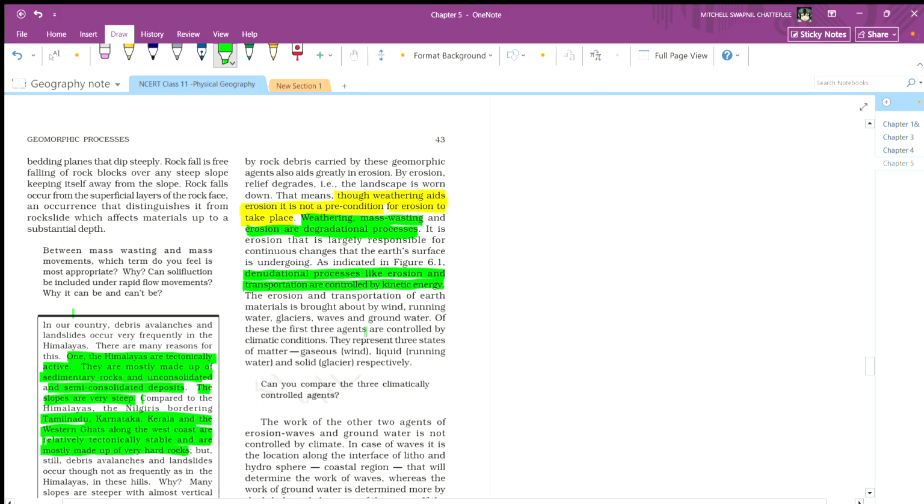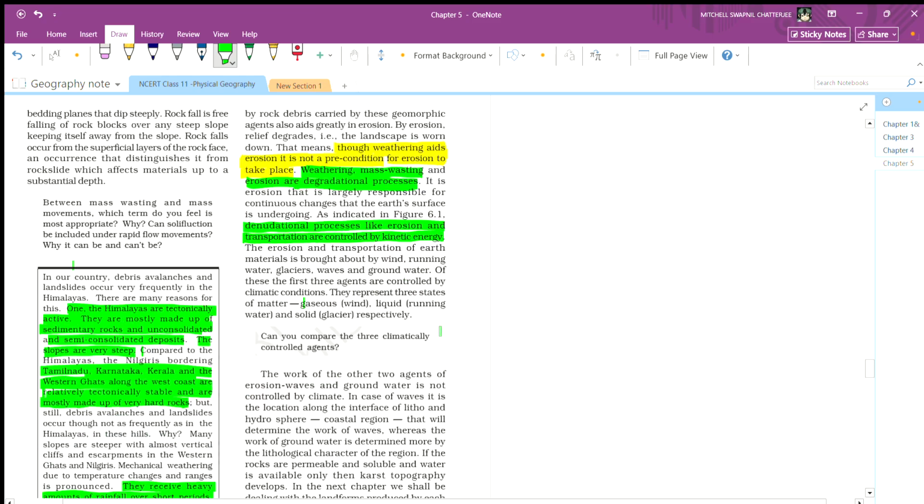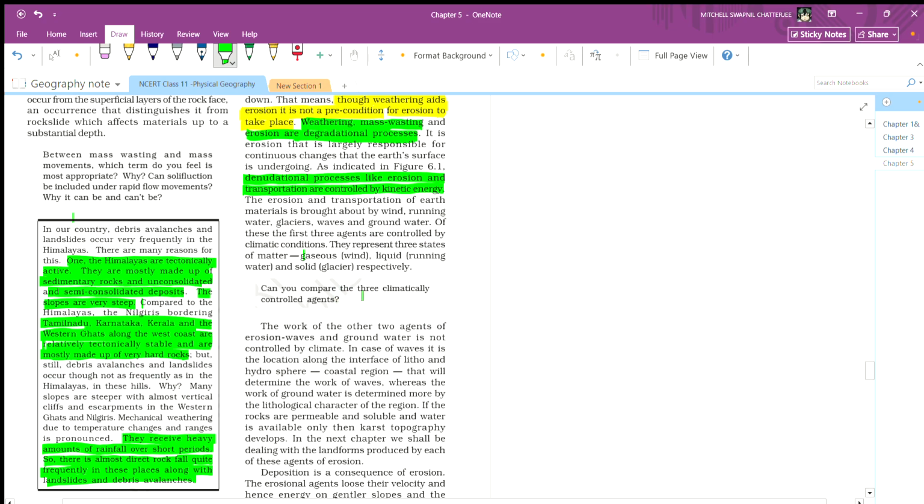Of these, the first three agents are controlled by climatic conditions. They represent the three states of matter: gaseous, wind, and solid, glacier. Now you can compare these three climatically controlled agents. The work of the other two agents of erosion, waves and groundwater, is not controlled by climate.